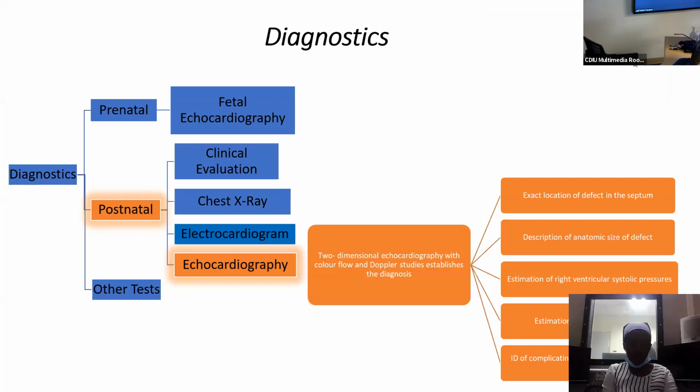Then you will need to do an echocardiogram. Normally a two-dimensional echocardiograph is used with color flow Doppler, and if you couple this with Doppler studies, this establishes a diagnosis. What information this will give you is the exact location of the defect in the septum, the description of the anatomic size of the defect, the estimation of right ventricular systolic pressures, the estimation of overall shunt size, and it would also identify complicating factors that are specific to the location of the VSD.